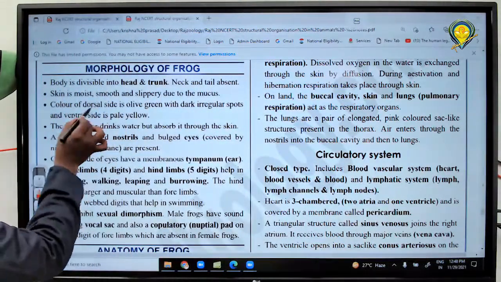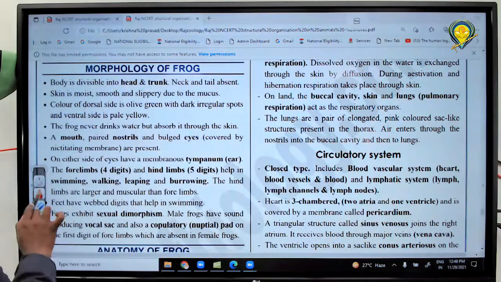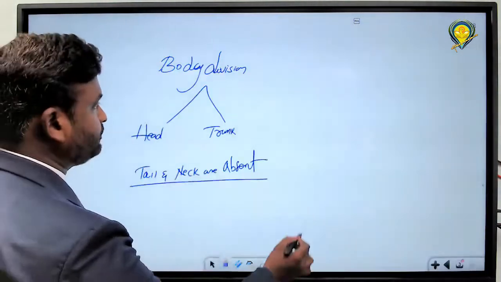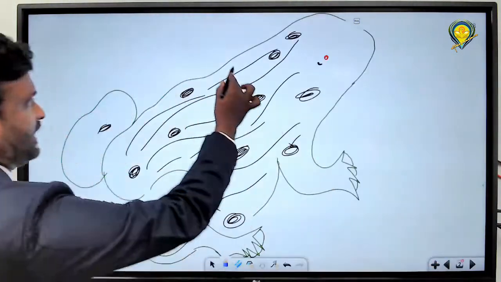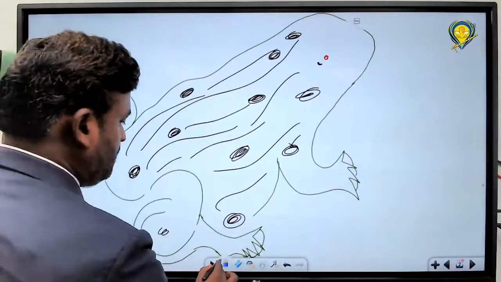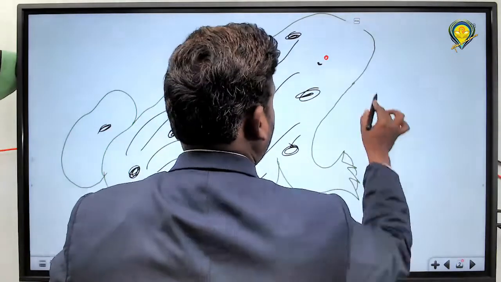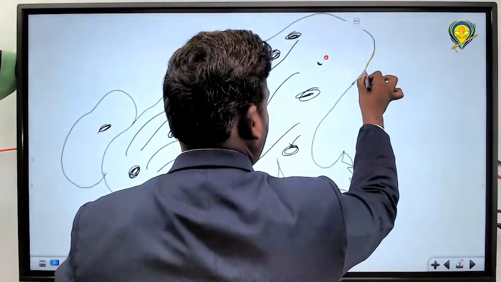And next one, color of the dorsal part. You can find out here. What is the color? Right. At the same time, you can find out here the ventral part.